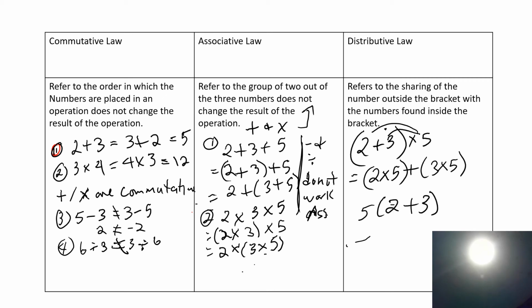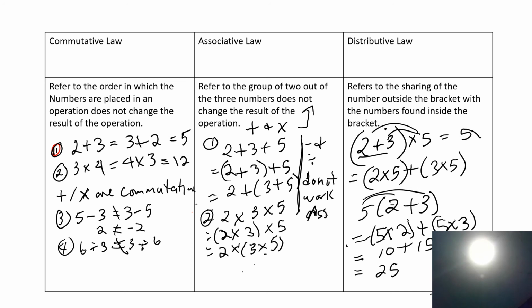Now most people see this in this format and find it easier having the 5 in front: 5 open bracket 2 plus 3. It is the same thing. Just because you have it at the back will not change the problem. And again, we'll be sharing. So we still have 5 times 2 plus 5 times 3. And of course, our answer is 10 plus 15, which will give us 25. But note, if we had added the 2 and the 3, I get 5, and 5 times 5 will still give me the same 25.